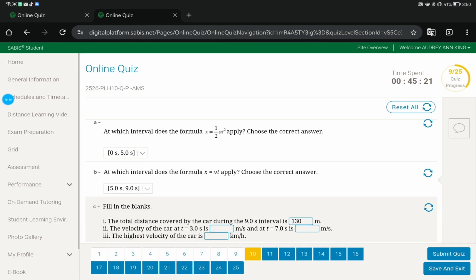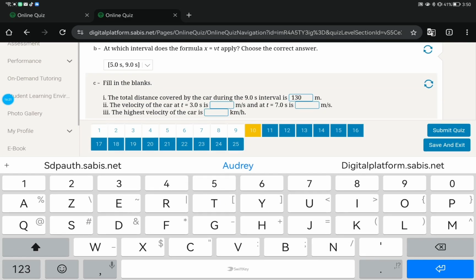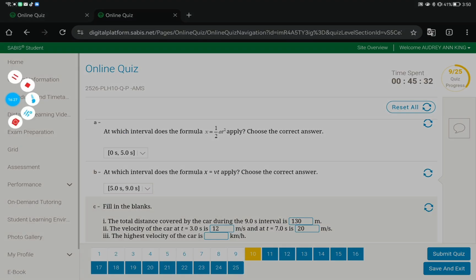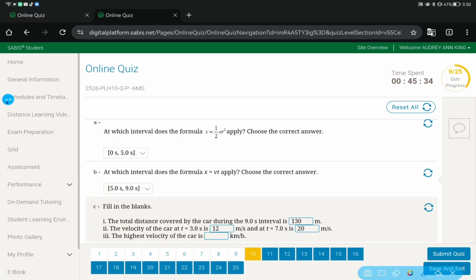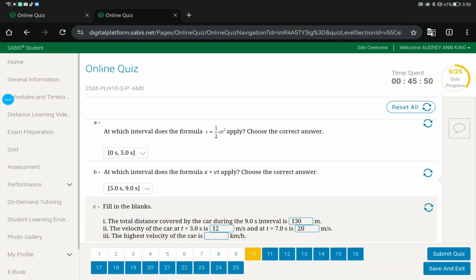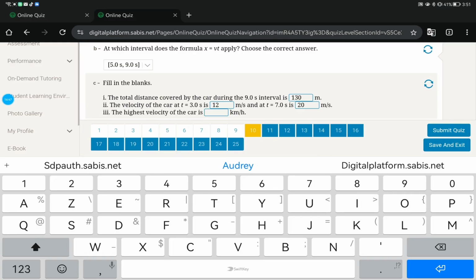The velocity of the car at time 3 seconds is 12. For this question, you just have to follow the graph and read the graph. And the highest velocity of the car is blank kilometers per hour. So when you're transferring from meters per second into kilometers per hour, you multiply by 3.6, and when you're doing vice versa, you divide by 3.6. So it's going to be 72.